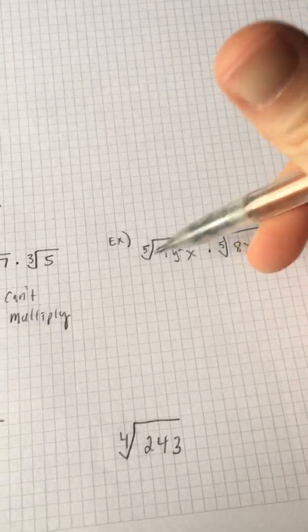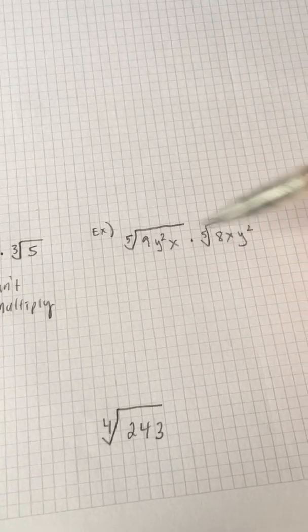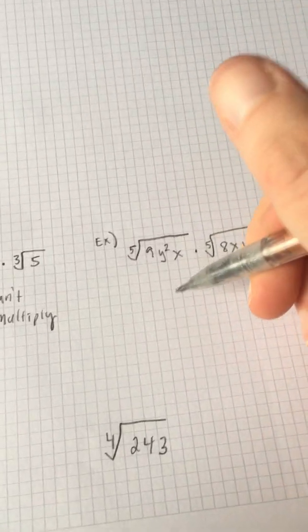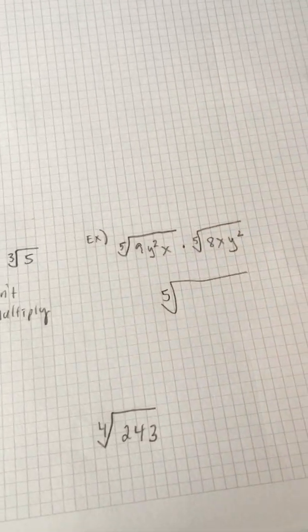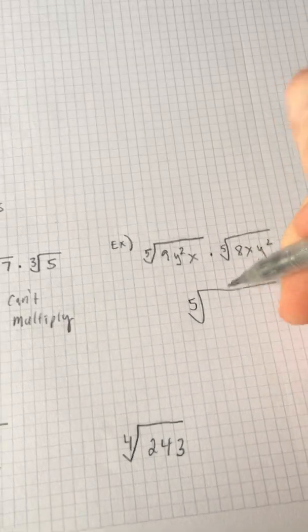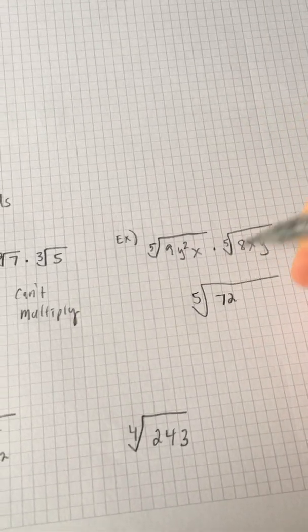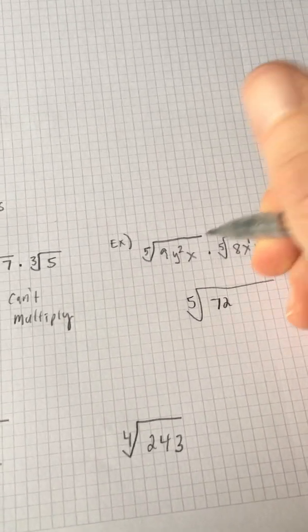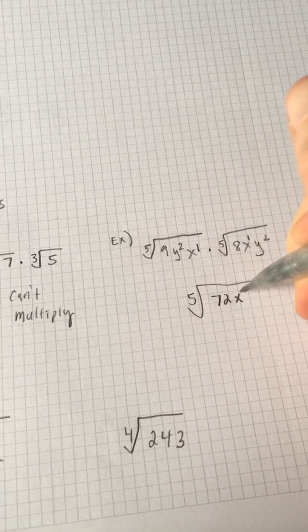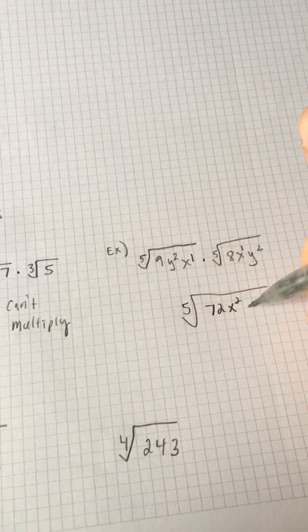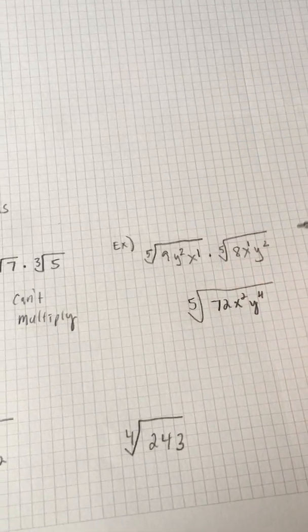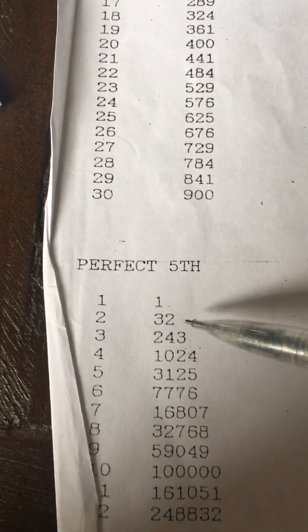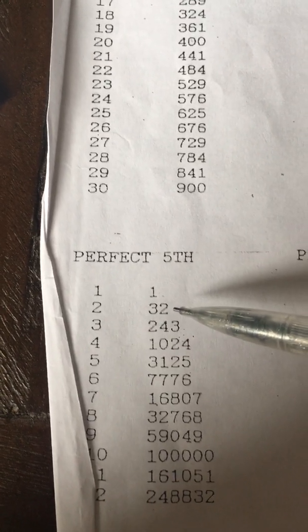Next one, we have the same index, so we can multiply them. So here's two separate roots. The rule said we can put all of this under the 5th root. 9 times 8 is 72. I'm going to do alphabetically. X to the first times x to the first is x squared. Y to the second and y to the second will be y to the 4th, right? Working across, adding exponents. Now, underneath the 5th root, does 32 go into 72 evenly?